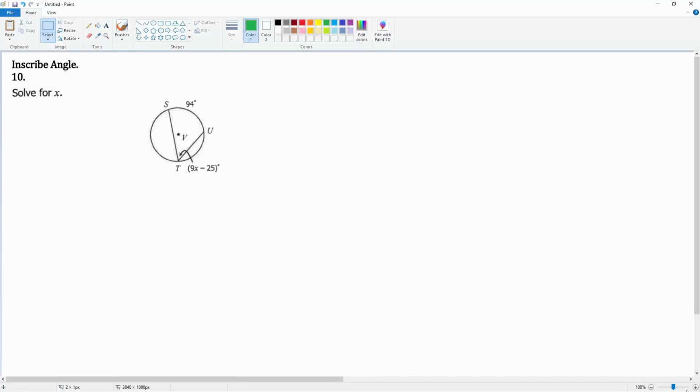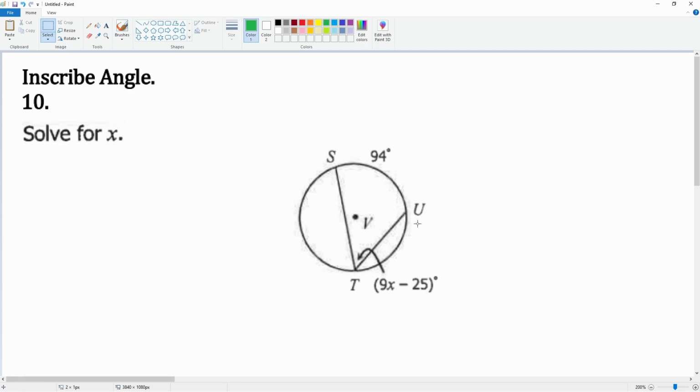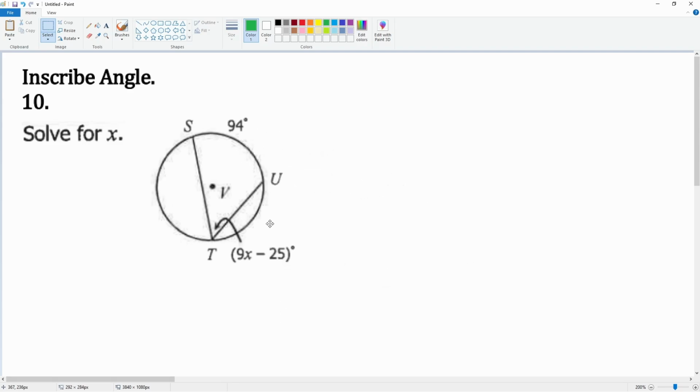All right, here we have number 10. This is an inscribed angle, and we are looking to solve for the x. Please understand that relationship between the inscribed angle. Did you know if you want half the arc, that's going to get you the inscribed angle. All right, and here we go.